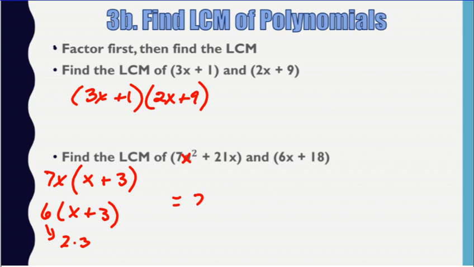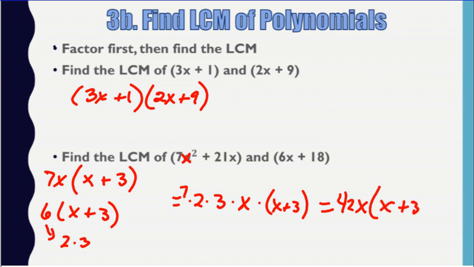So I have a 2, I got a 3, I got an x on the outside. And then the common factor that's in common with both would be x plus 3. And that's being used once. So if I put that all together, that gives me 6x, I forgot the 7, 6 times 7. This would be 42x times x plus 3. So we just take all of our factors used once, multiply it, and then times our binomial.